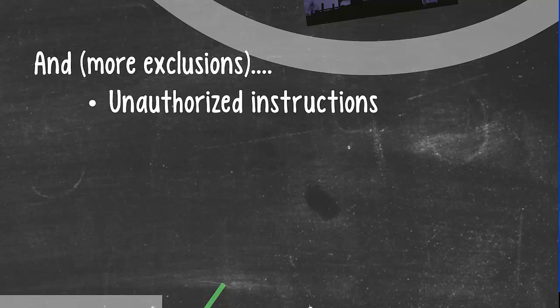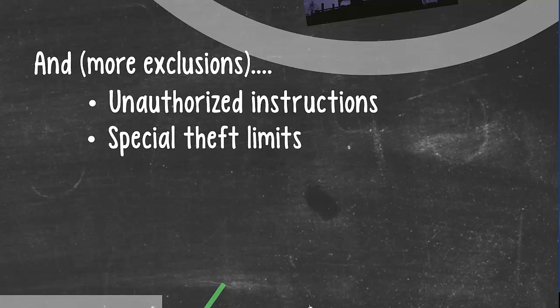And there are a few more exclusions. Unauthorized instructions, which basically means that if an employee of the insured gives unauthorized instructions and that causes a loss to property, that isn't covered. Also, there are special limits on theft, such as the limit of $2,500 for furs and garments and $2,500 on jewelry and watches. This is one thing that necessitates a need for commercial crime coverage.